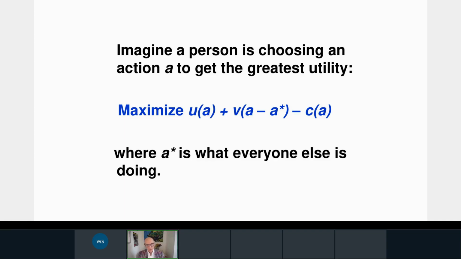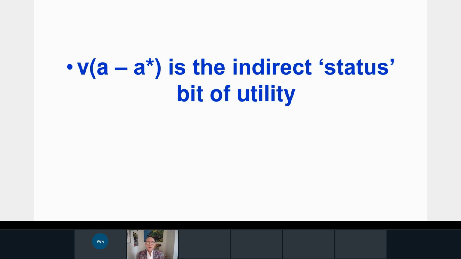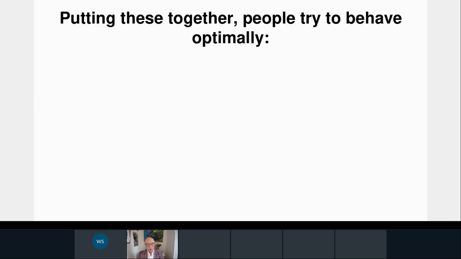Now, this is the simplest utility function that I could write down to capture the idea. There'll be two terms in the utility part, U and V, and there'll be a cost function, C of A. So U of A is the direct bit of utility. When I have a better watch, I get some benefit from it. This is the indirect, you might call it the status part of utility, driven by the gap between my A and other people's A star.